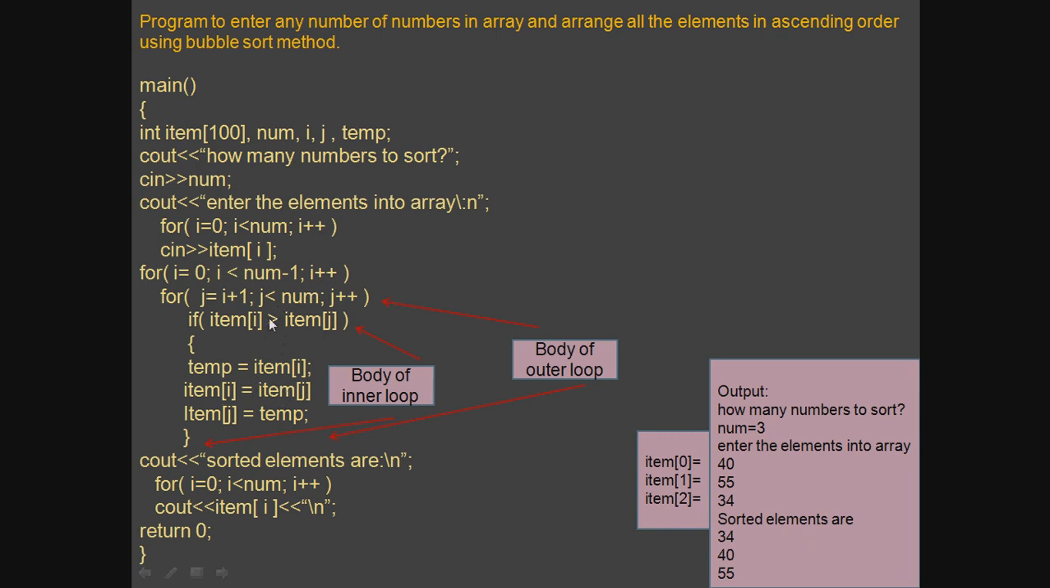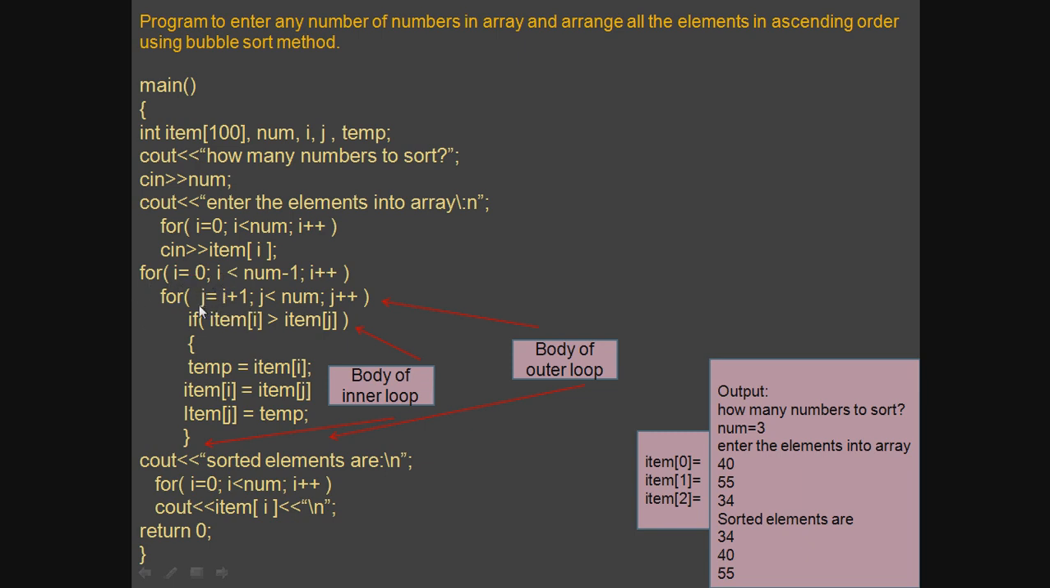Okay, so again j gets incremented. So j becomes 2 plus 1, 3. 3 is less than 3, false, right? Then after that, the inner for loop stops execution and it comes to the outer for loop, because the outer for loop test condition is still true, right? So i becomes 0 plus 1, 1. 1 is less than num minus 1, that is 3 minus 1, 2, yes, right? So again it comes to the inner for loop.